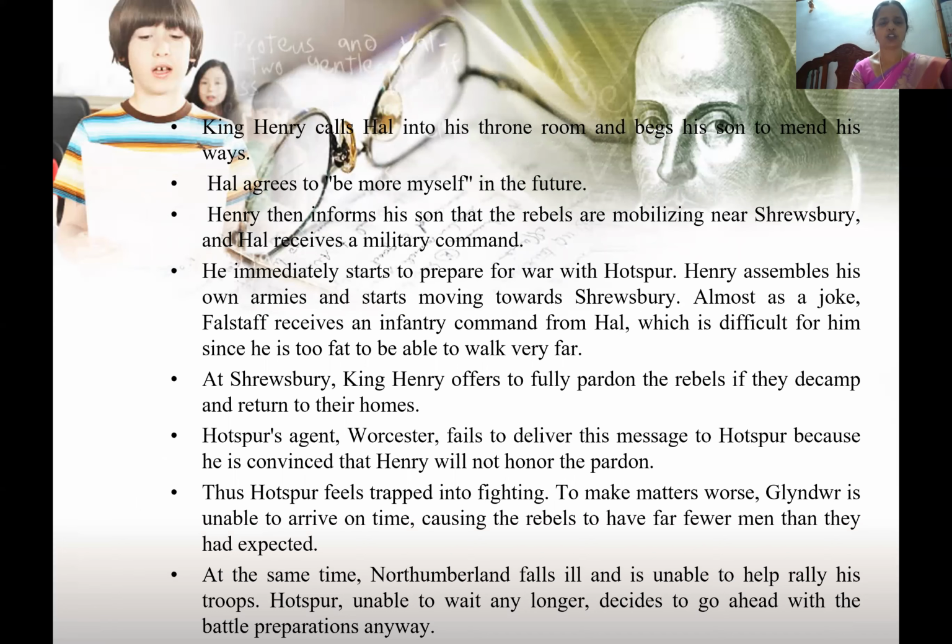King Henry calls Hal into his throne room and begs his son to give up his ways. Hal agrees to be more himself in the future. He immediately starts to prepare for war with Hotspur. Henry assembles his own armies and starts moving towards Shrewsbury.